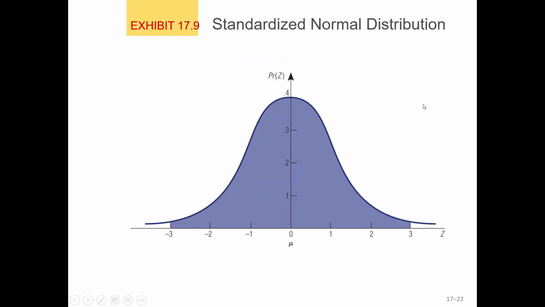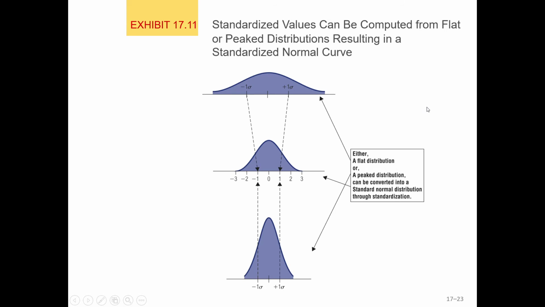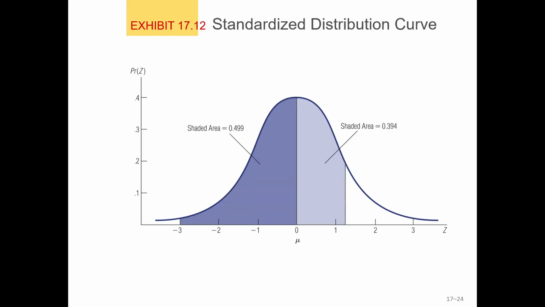Here we have the standardized normal distribution, and here we have as well how the standardized value can be computed from a flat or peaked distribution, resulting in the standardized normal curve. At the top we have a flat distribution, and at the bottom we have a peaked one that can be converted through standardization into a normal distribution. And this is the standardized distribution curve.